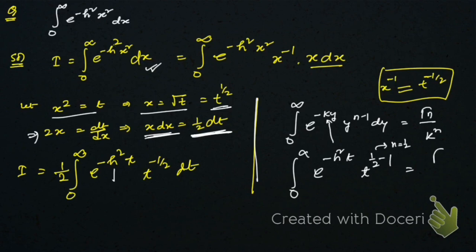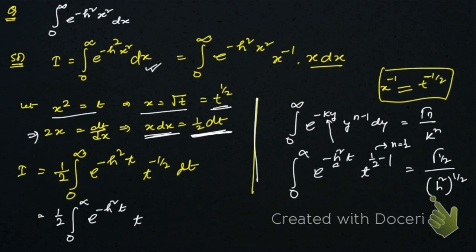so gamma half divided by k to the power n. So k is here h square, so h square whole to the power n is half here, right? So here you can see, let me write one more step, 0 to infinity e to the power minus h square t, then t to the power minus half is written as half minus 1 dt, then this result gonna be equal to this, right?